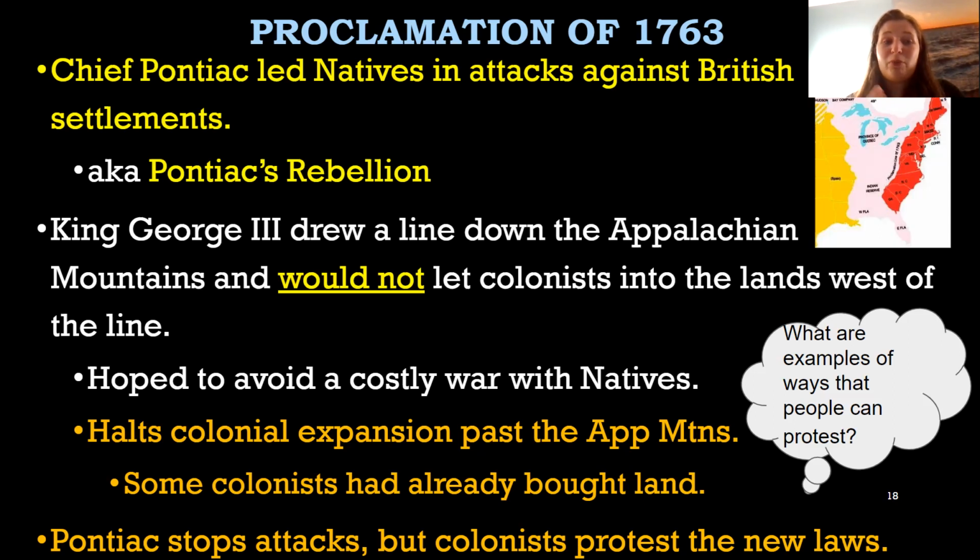Even though the British have just won land all the way up through the Mississippi River, King George III draws a line at the Appalachian Mountains and asks that the colonists do not move further west than those mountains, because he does not want to fund more wars, more conflicts with the Native American people. So this halts expansion, even though some colonists had already bought land to the west of this. And this satisfies Pontiac's rebellion for now, but the colonists are not satisfied with these new laws, so it probably will not last long.